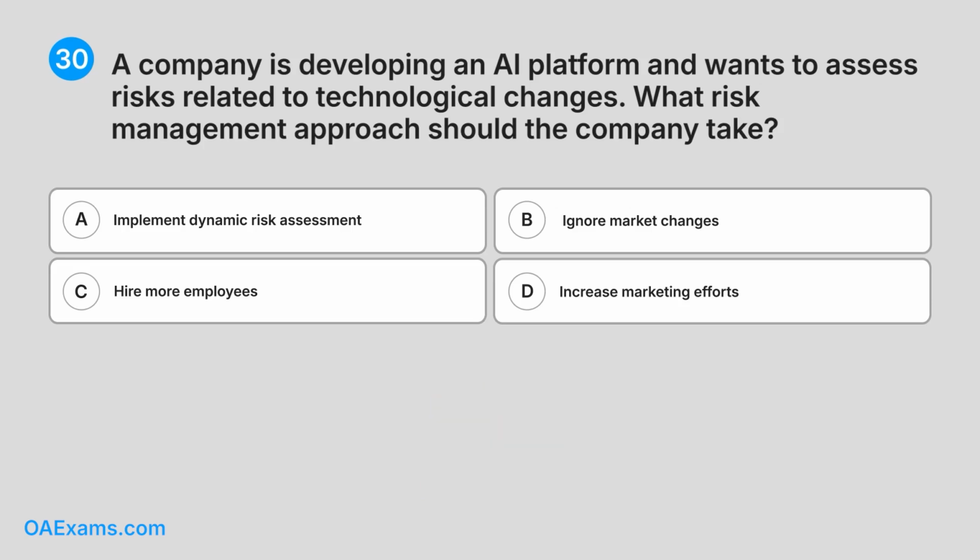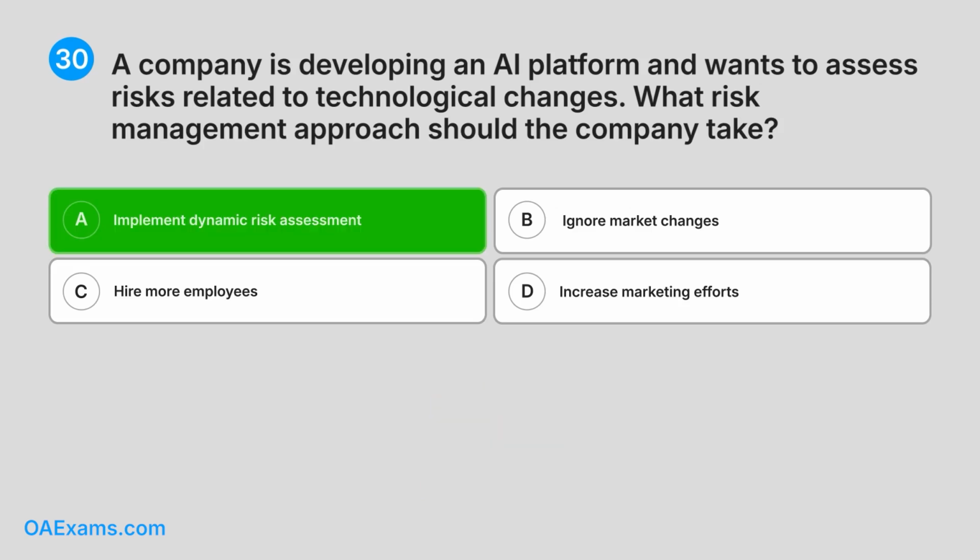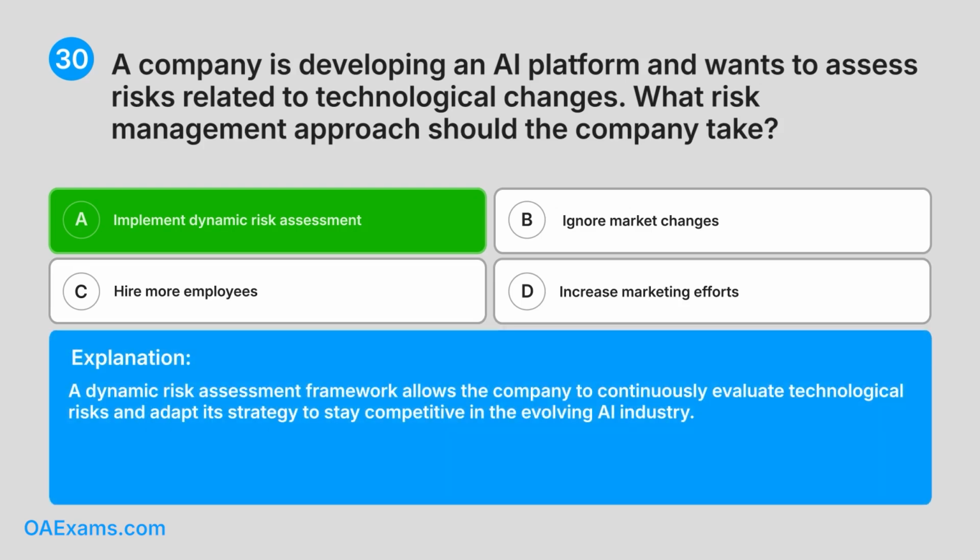Correct answer. A. Implement dynamic risk assessment. Explanation. A dynamic risk assessment framework allows the company to continuously evaluate technological risks and adapt its strategy to stay competitive in the evolving AI industry.